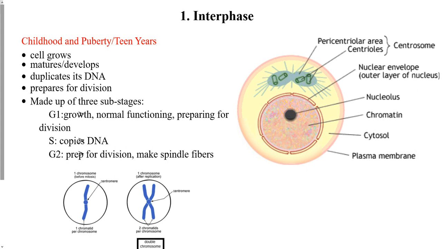So in G1, normal growth functioning, preparing for division. In the S phase, the DNA actually copies. And then in the G2 phase, prep for division. And this is where they'll develop what's called spindle fibers. Do you guys remember those from grade 9? I just said they'd show up. These spindle fibers show up and they pull the chromosomes apart.